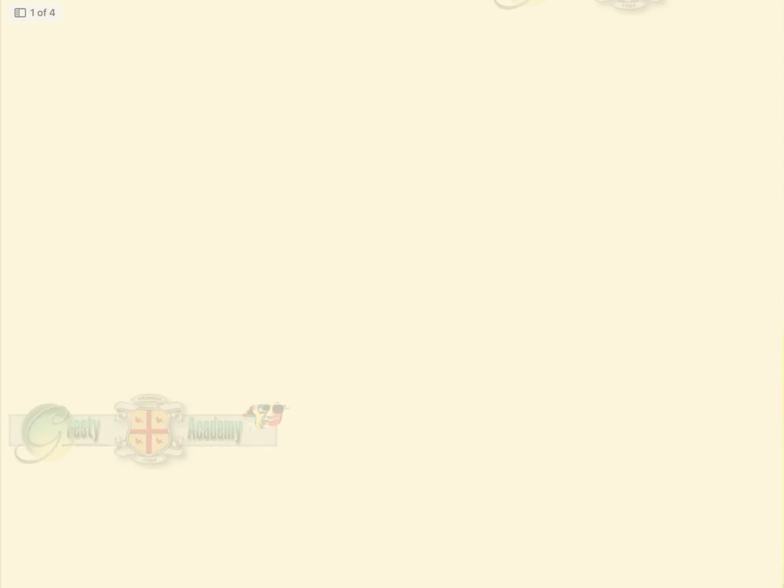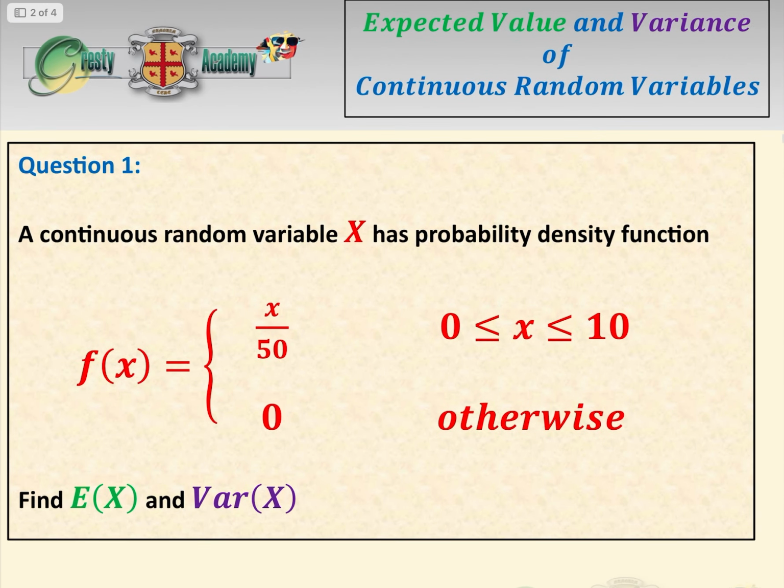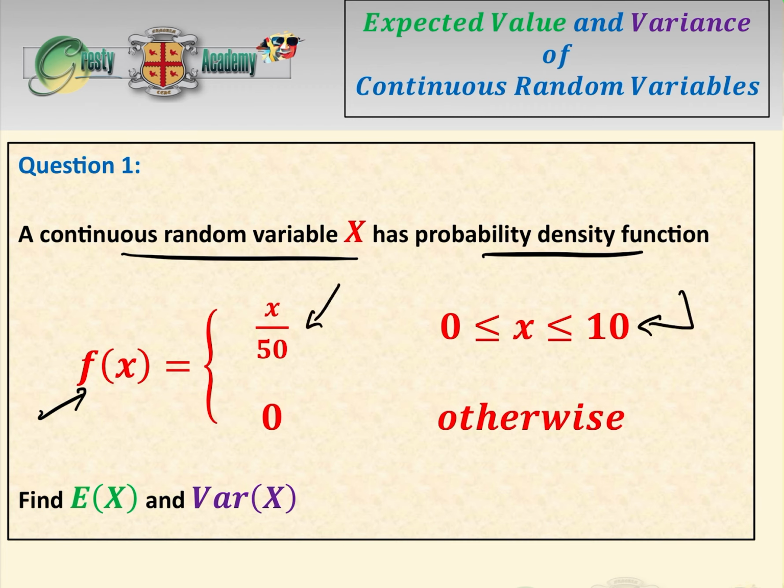So let's go. Okay, so here's the first question here. I'll give you a second if you want to try and have a go. Okay, so a continuous random variable x has probability density function thus. If x is between 0 and 10, then it's x over 50, and otherwise it is 0, and they ask us to find the expected value and the variance.